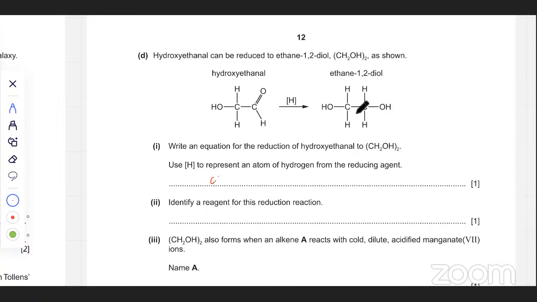The first one is CH2OH, this one over here. So that's CH2OH and this is CHO. So getting reduced, it would turn into CH2OH and CH2OH. So that's twice. I mean, this is CH2OH and CH2OH. Now you just need to balance it.